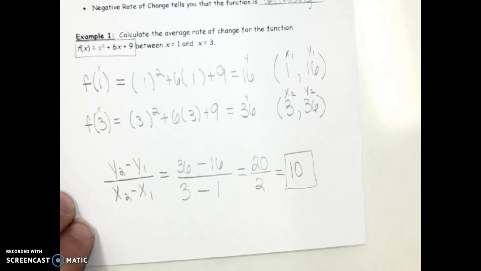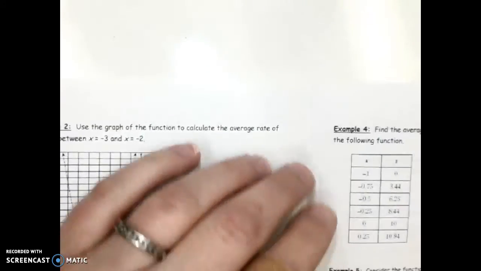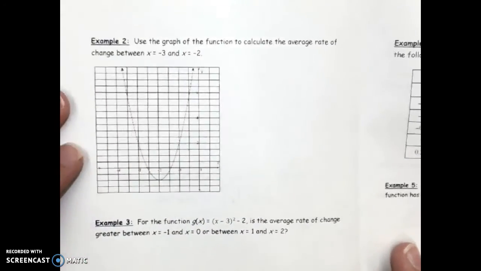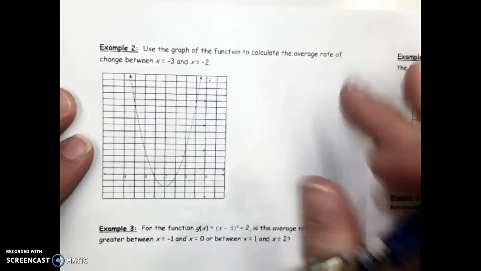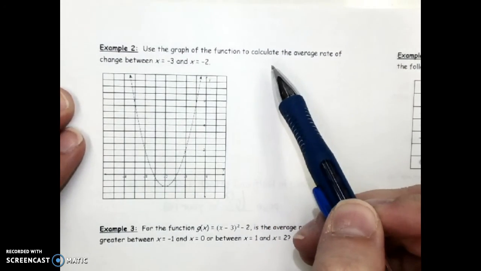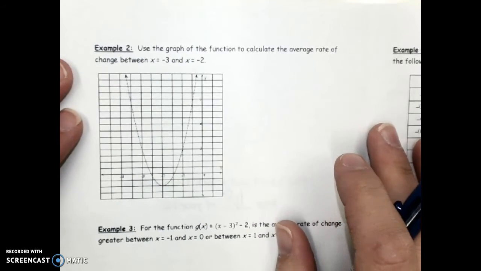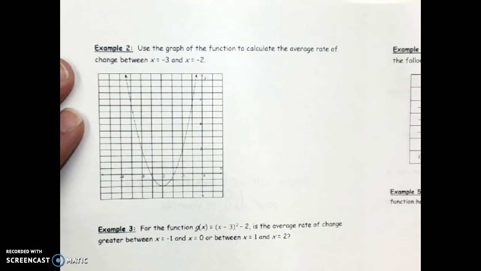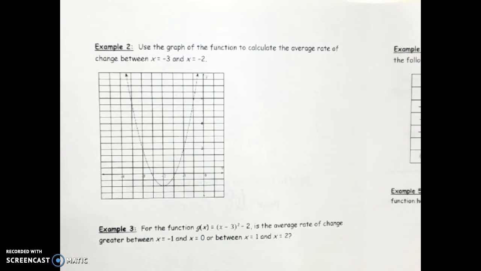Now let's move on to example 2. Example 2 shows us a graph. It says, use the graph of the function to calculate the average rate of change between x equals negative 3 and x equals negative 2. Well, what you're thinking right now is, oh my goodness, there's no function. I can't plug this in. I don't know the function. I can't plug in x and get my y.